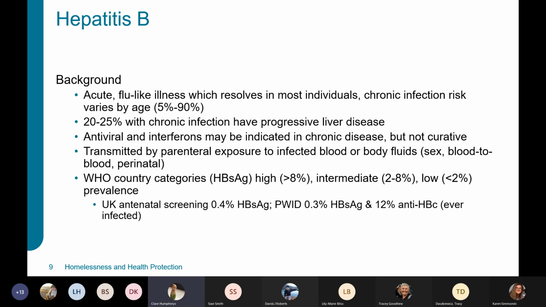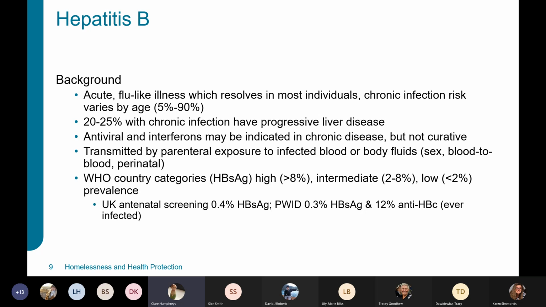And the issue with this is that 20 to 25% of people with chronic infection have progressive liver disease. And although there are treatments available, antiviral and interferon treatments, these aren't curative, although they can be effective in slowing progression. It's transmitted parenterally, through exposure to infected blood or bodily fluids. So this could be either sex, blood to blood, such as intravenous, and perinatal.